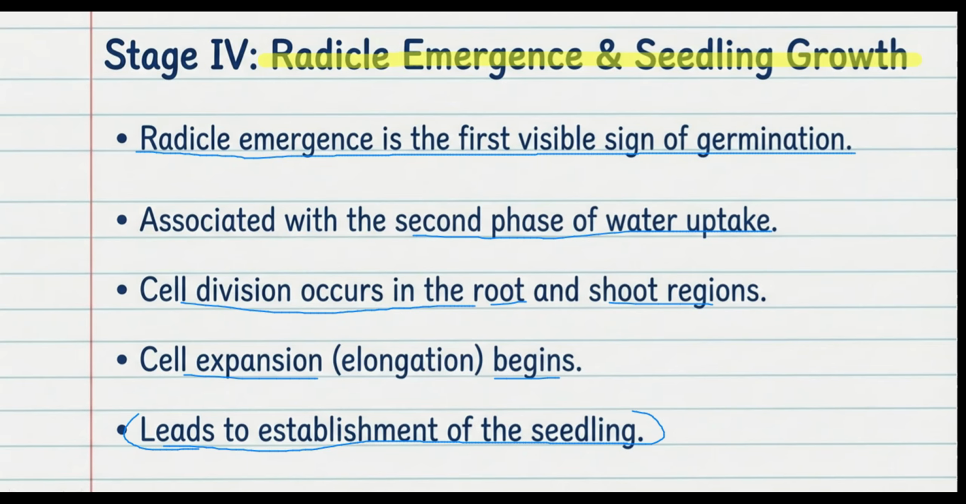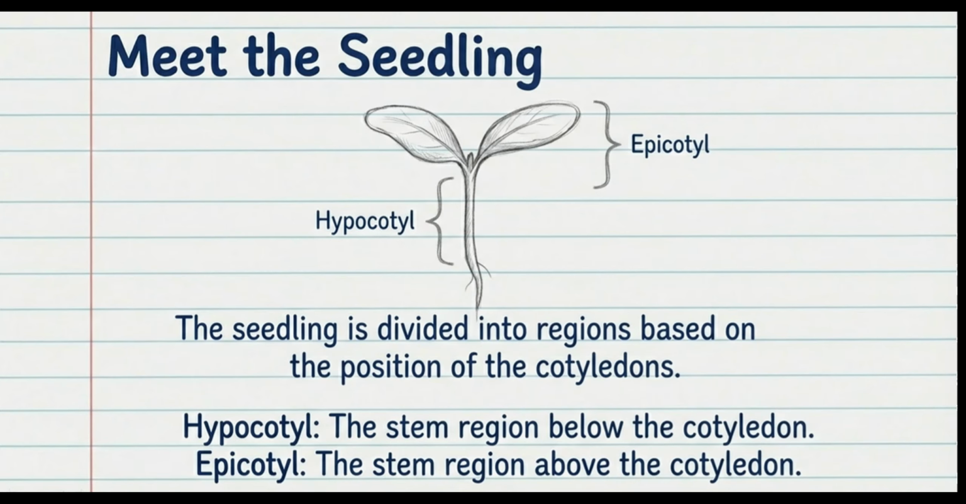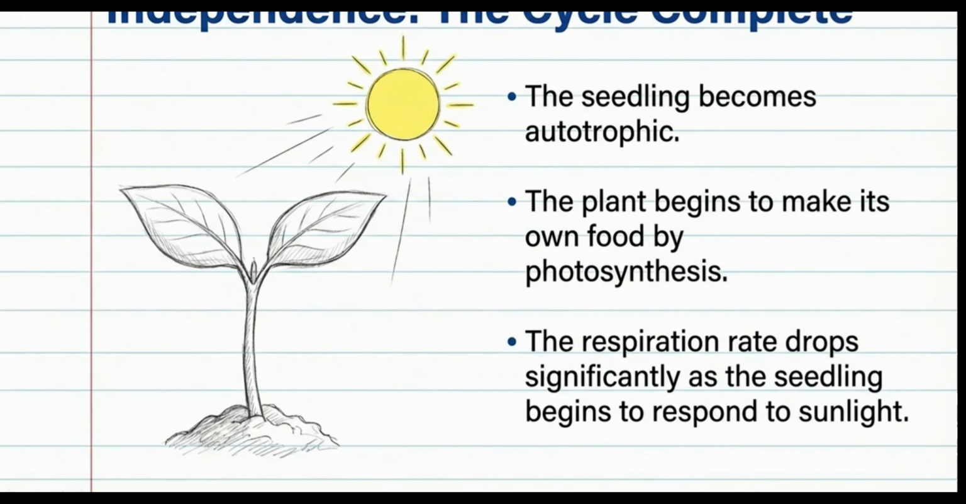The portion of the embryonic axis below the cotyledons is called the hypocotyl, and the portion above the cotyledons is known as the epicotyl. These regions contribute to proper shoot development. As the leaves expand and begin photosynthesis, the seedling becomes autotrophic. It gradually stops depending on stored reserves and begins synthesizing its own food using sunlight, carbon dioxide, and water.